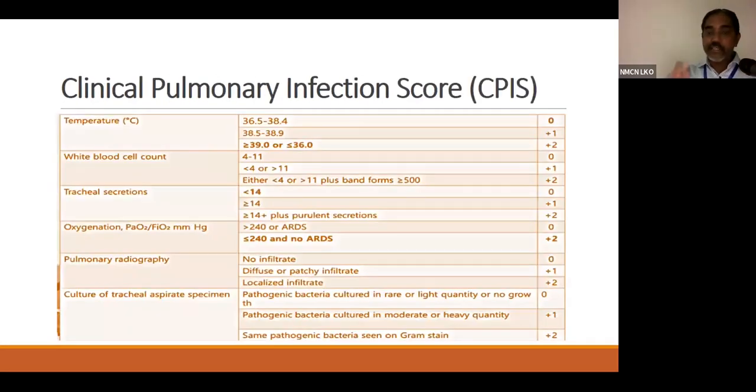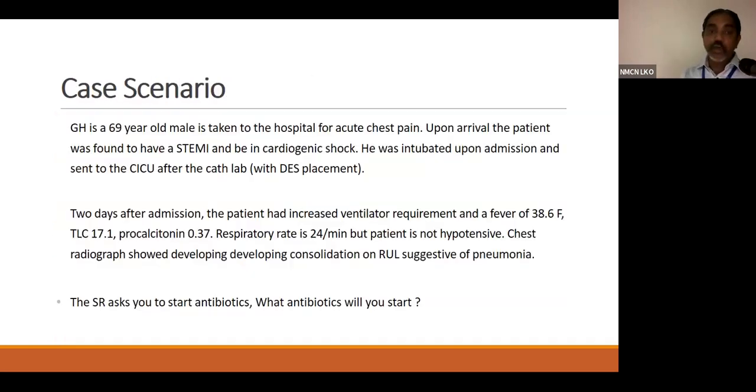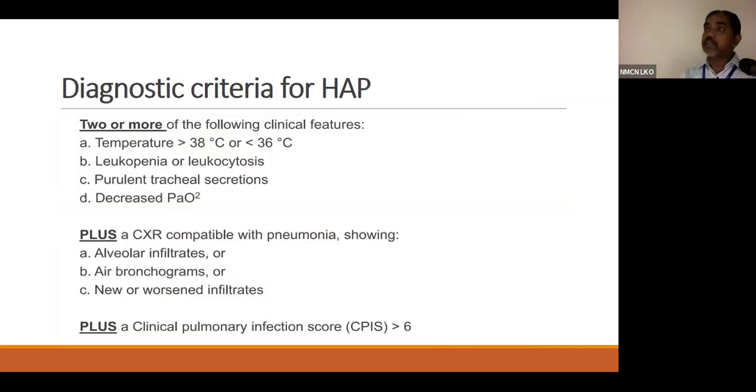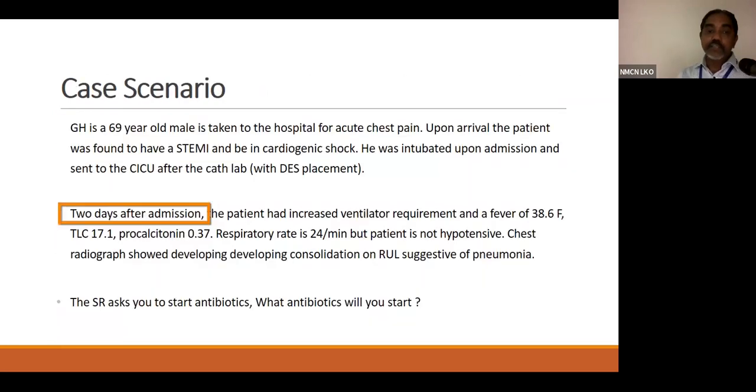The CPIS is a complex scoring system which contains 6 parameters which are given points from 0 to 2, and it is calculated by adding the numbers. So a CPIS of more than 6, plus 2 of the clinical criteria and a radiographic criterion, makes a diagnosis of VAP. So in this patient, if you see, the patient had presence of symptoms: increased ventilatory requirement, fever, leukocytosis.